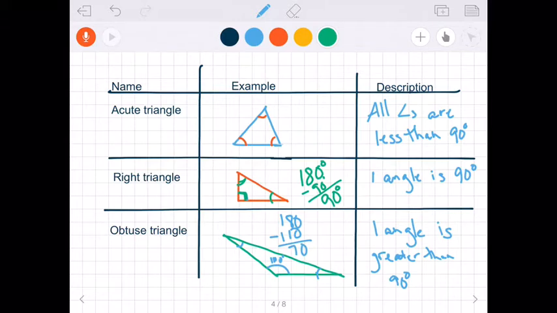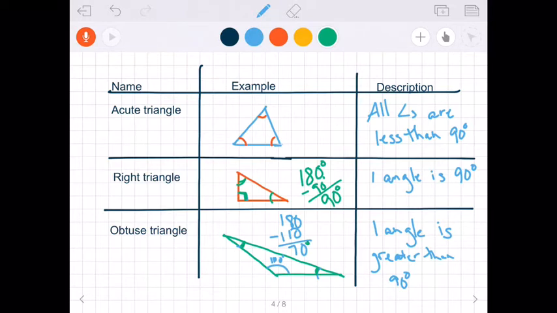And the same goes for obtuse. Let's say that you had this 1 angle and it was 110 degrees. It's hard to tell that by my writing. This is not that easy to write on. But if it was 110 degrees, you'd only have 70 degrees left to share between these 2 angles here.